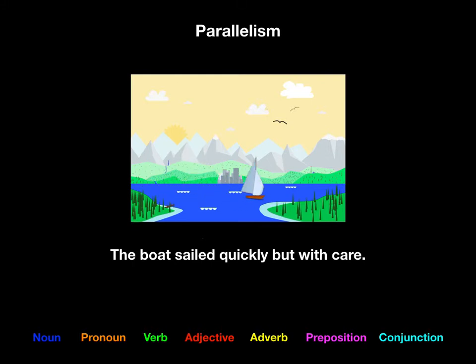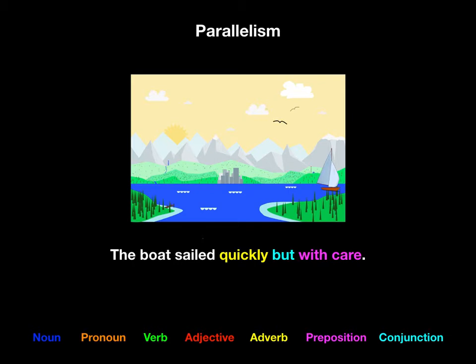The boat sailed quickly, but with care. Within this sentence, we should be able to note the coordinating conjunction "but." Here the term "but" is joining two elements. What elements is "but" coordinating? "But" is coordinating the word "quickly" as well as "with care."